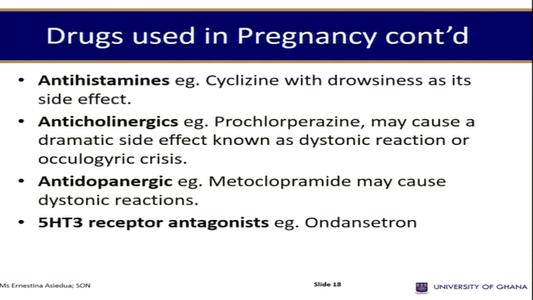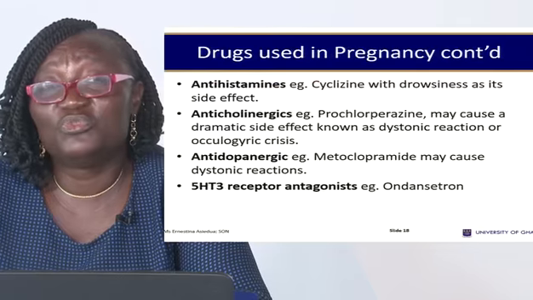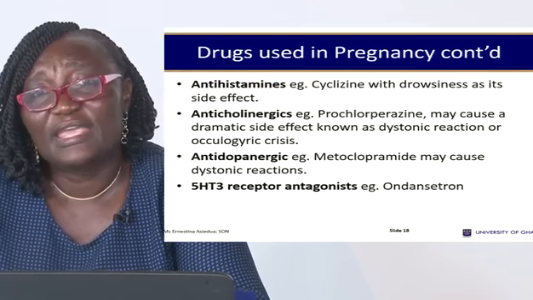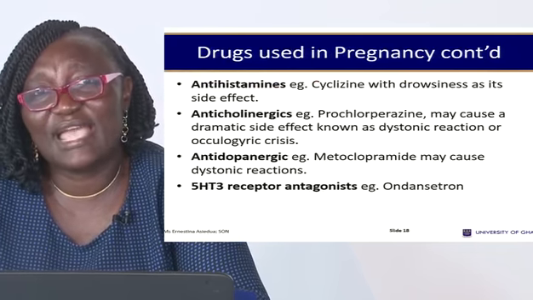There are 4 main categories. We have the antihistamines, we have anticholinergics, we have antidopaminergics, we have the 5-HT3 receptor antagonists, and all these are antiemetics. Cyclizine is the commonly used one, and some also use prochlorperazine, and this may cause dramatic side effects. So all these are drugs that could be used, but look for the ones that are used commonly and often, and for which there have not been any registered side effects.